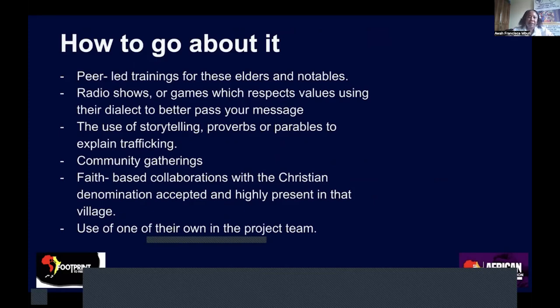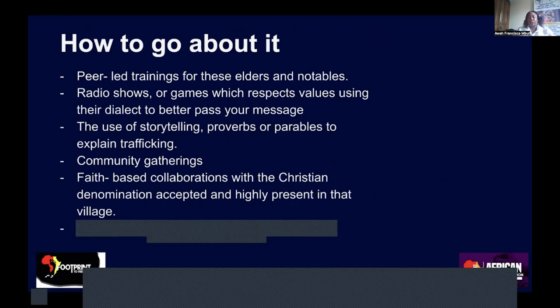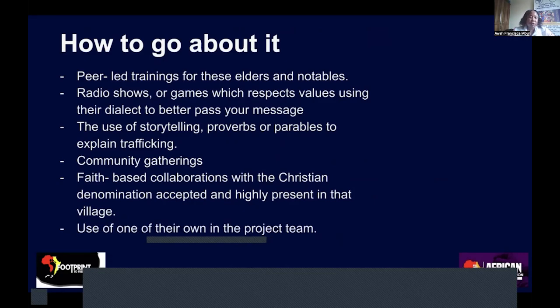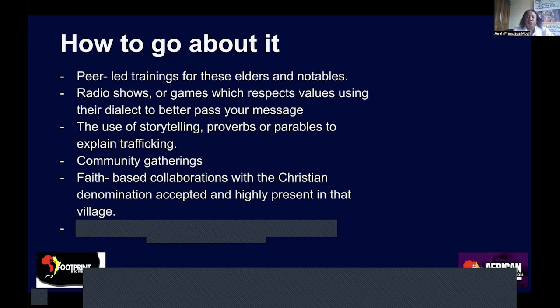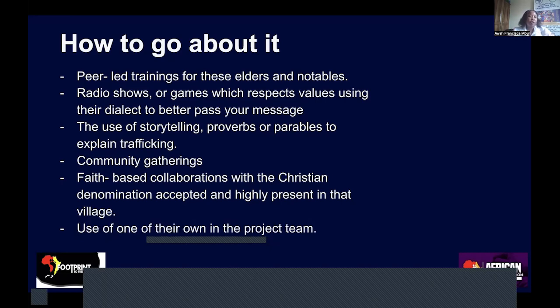How to go about it. We need to create peer-led trainings for this. First, start with the elders, because after the chief accepts you, the next people you need to follow are on that ladder of leadership, because I know respect is paramount in such communities and villages. We need to train their elders and their notables, because they are the people to take it to the sub-communities and to their various families. And this should be done by using one of them who is versed with the language and can better pass on a message.